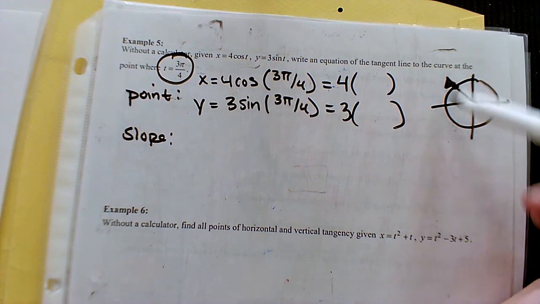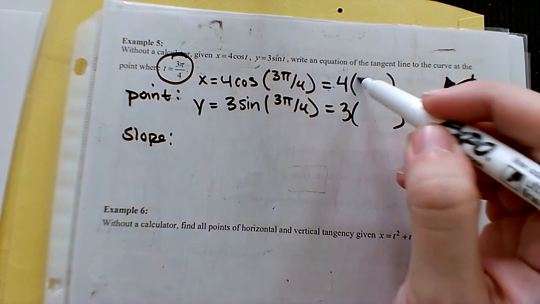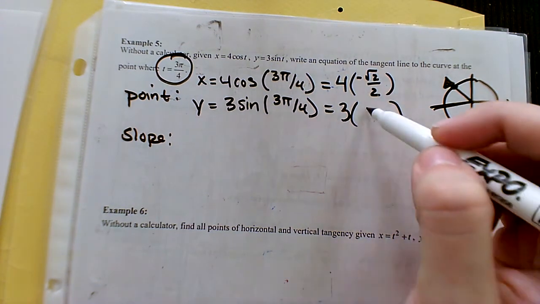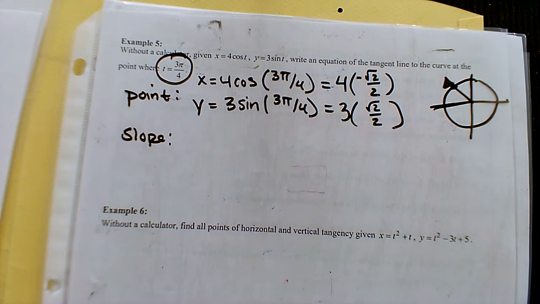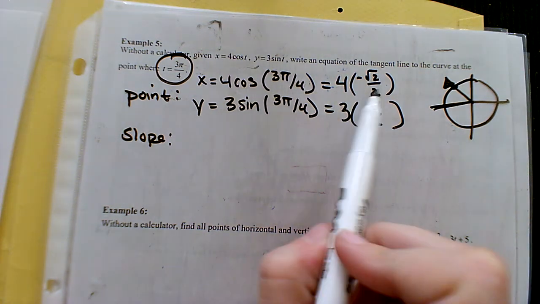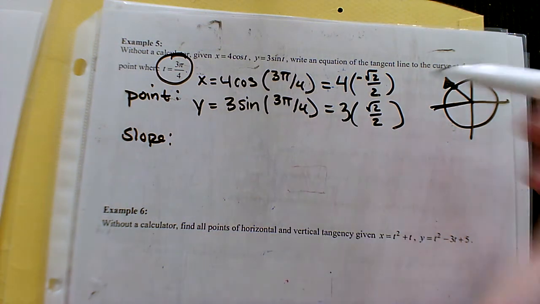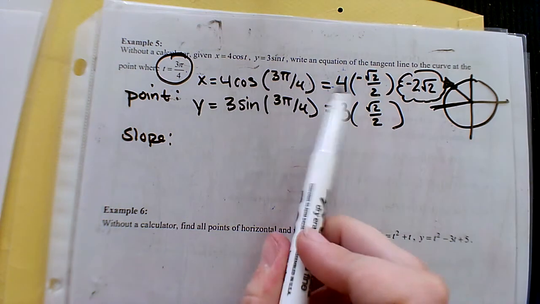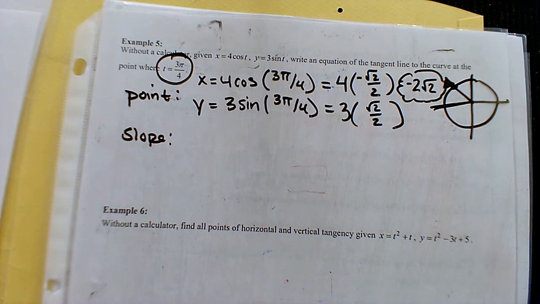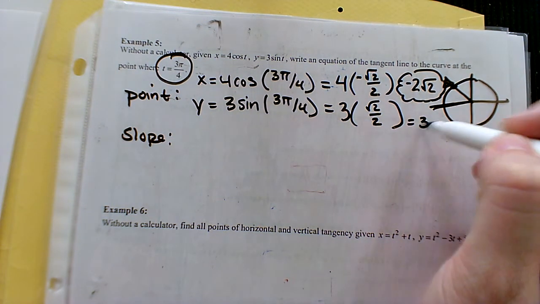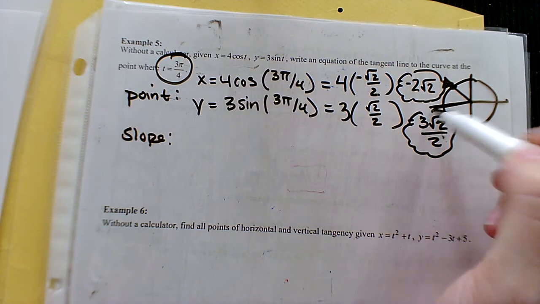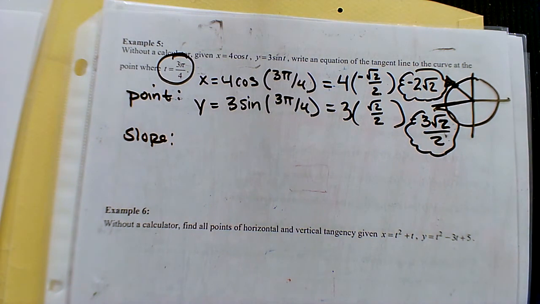All right, now since we're in the second quadrant, cosine would be negative because it's like an x value, and sine would be positive because it's like a y value. For the x coordinate, if we did 4 times negative square root of 2 over 2, we would get negative 2 square roots of 2, because the 4 and the 2 in the denominator could simplify. But it doesn't look like anything will simplify for the y coordinate, so we'll have 3 square root of 2 over 2. All right, so there's our point.